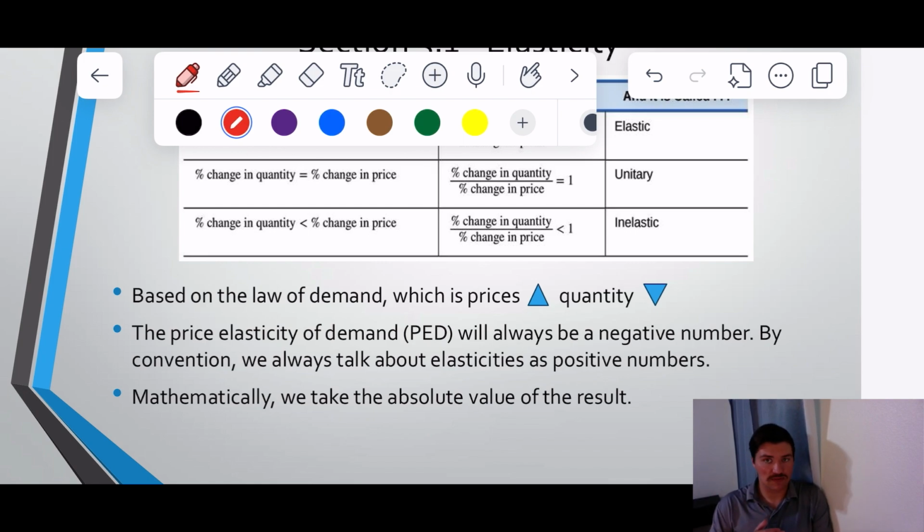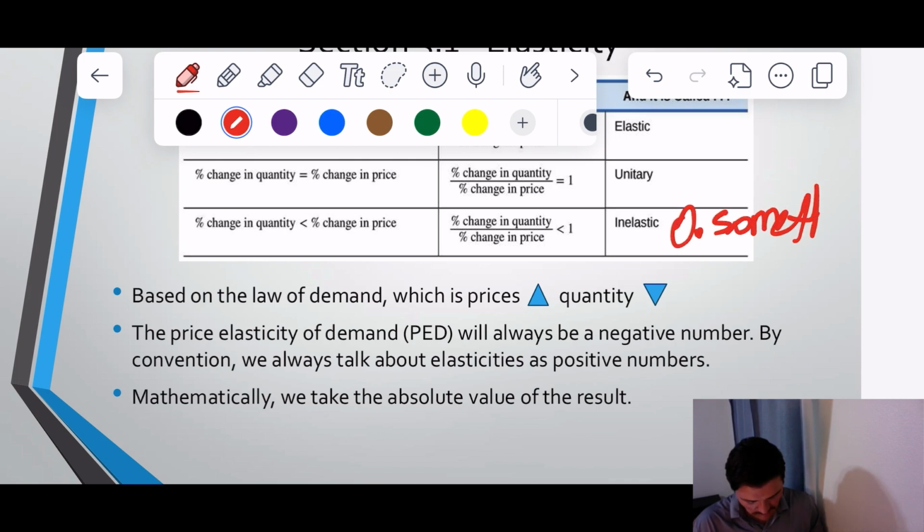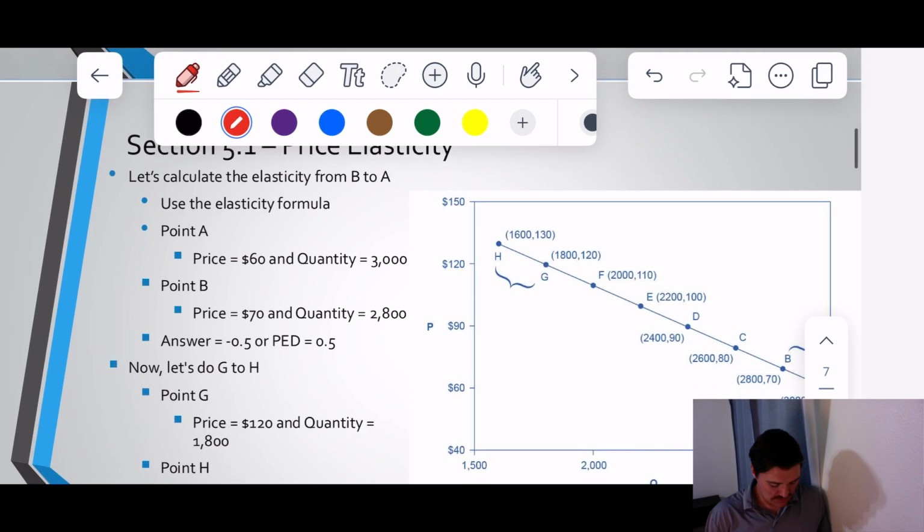That goes back to what I was saying about inelastic being a 0 point something. All right, if you get 0.75, negative 0.8, right, 0 point something, that is inelastic. If you get negative 1.5, negative 5, negative 9.7, all of those are elastic because if you took the absolute value, made it a positive number, it's greater than 1. Okay, so that's very important. So let's actually get into this.